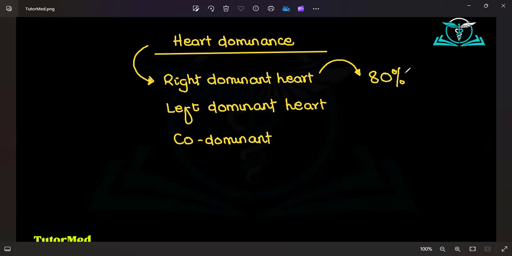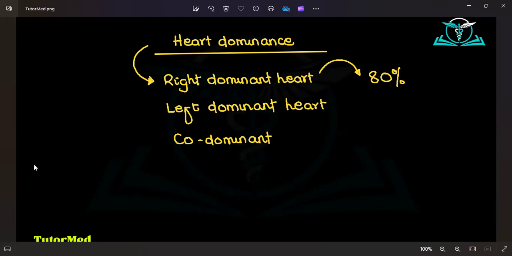What did I say? The majority of us have a right dominant heart. Exactly. So the likelihood that all of us on the panel right now have a right dominant heart is very high. So what do you mean by right dominance? What do you mean by left dominance?